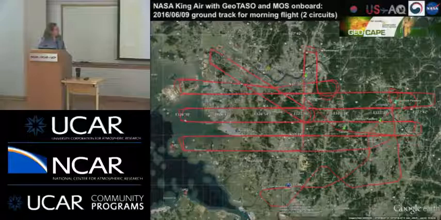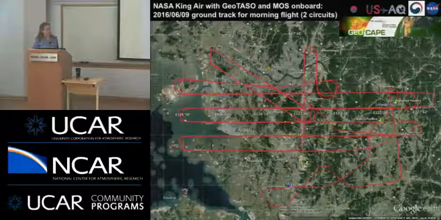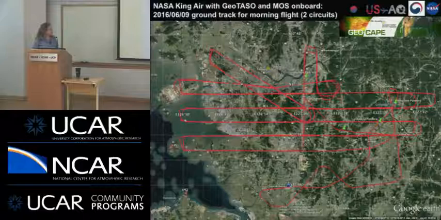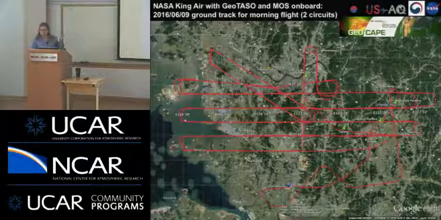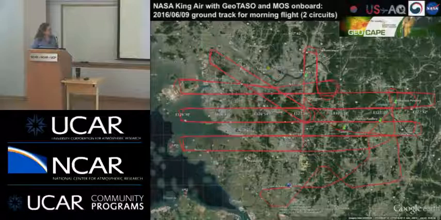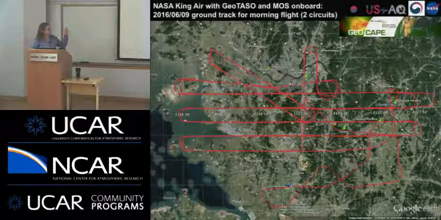So this is a sample flight track, a typical track that the NASA King Air flew over Seoul. So this is the main part of Seoul, the Han River flowing through here. There was a ground site here, two Pandora instruments which measure NO2 columns from the ground. Another ground site here. So they mapped out this track 4 times a day. It took a couple hours to do each track. They'd land, refuel, and go back and do it again. And so we have some preliminary data.